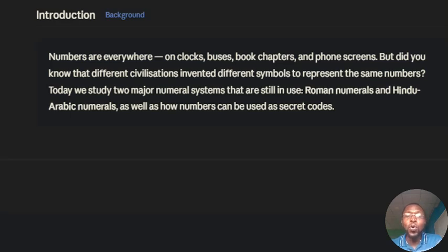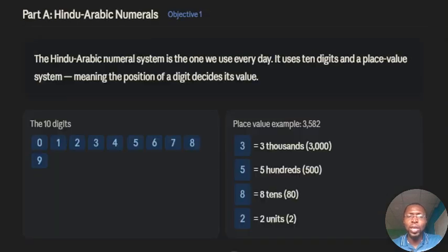However, today we use two major numeral systems, which are the Roman numerals and the Indo-Arabic numerals. So we shall be looking into these two systems of numbers, and we will also learn how to use their codes in writing phrases and sentences. All right, so let's start with the first one, and that is the Indo-Arabic numerals.